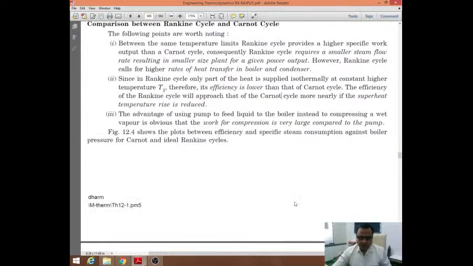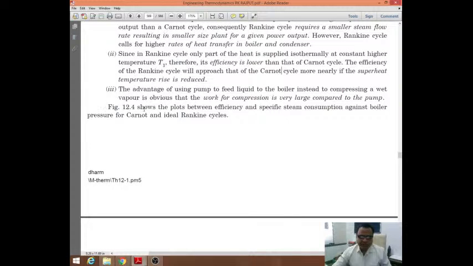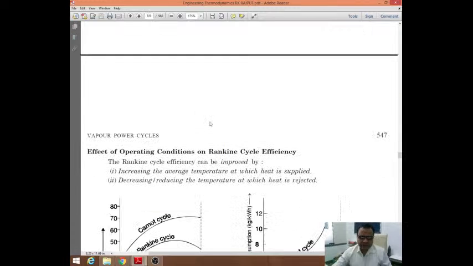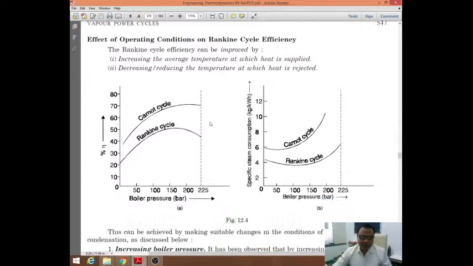So, in the next figure, figure 10, the plots between efficiency and specific steam consumption against boiler pressure for Carnot and Rankine cycles are shown. Here you can see the boiler pressure. As the boiler pressure is increasing, the efficiency of the Rankine cycle is increasing, and at around 150 to 200 bar pressure we are achieving the highest efficiency of the Rankine cycle.